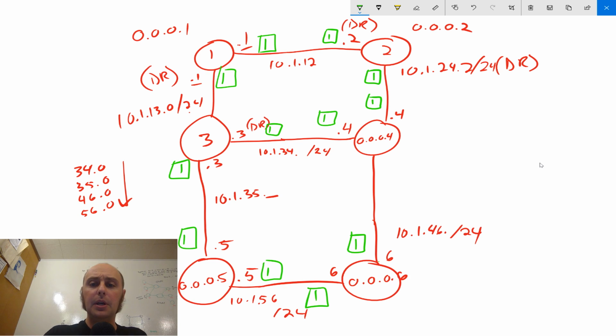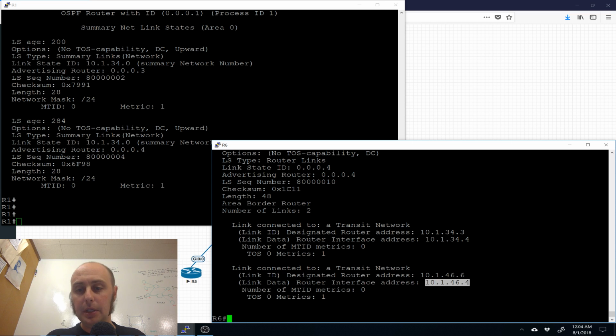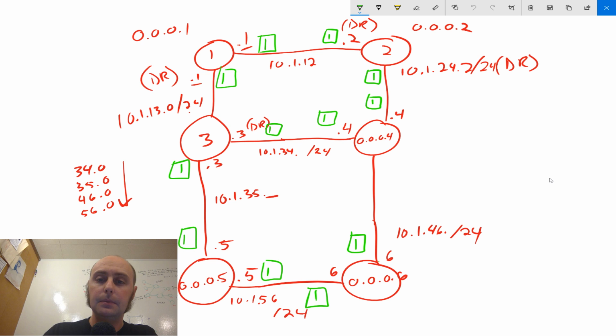Now we just need to solve this bottom portion here for router 4, which is going to be here, 10.1.46.4, because 6 was our DR, and it's a cost of 1. So 10.1.46.4, and you are a cost of 1. Okay, that's pretty cool.